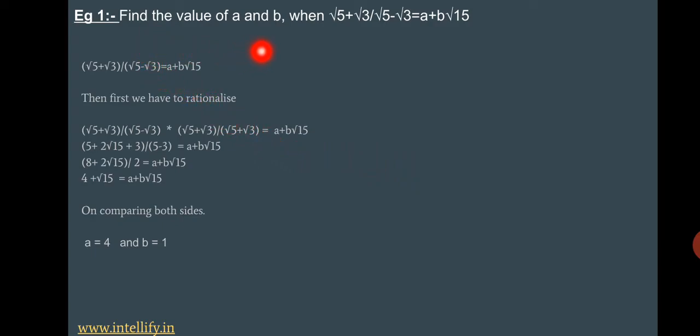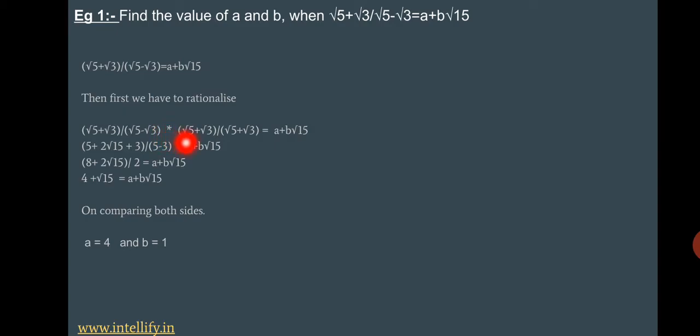Find the values of a and b when (√5 + √3)/(√5 − √3) = a + b√15. We have this given. For this question, since a root comes in the denominator, we have to rationalize it.